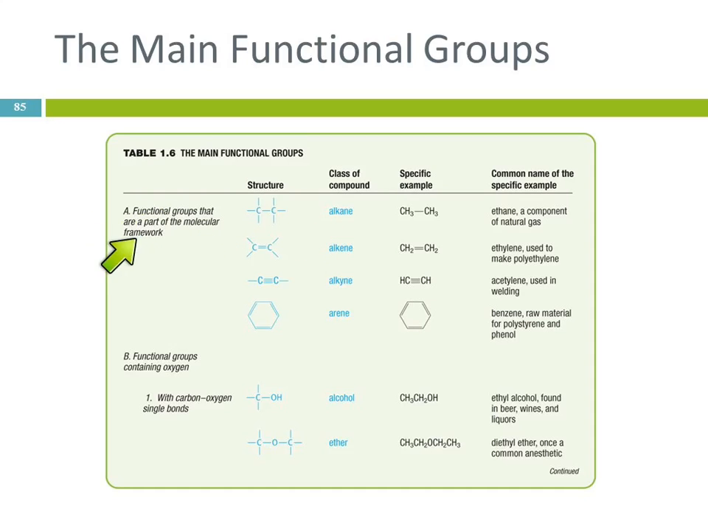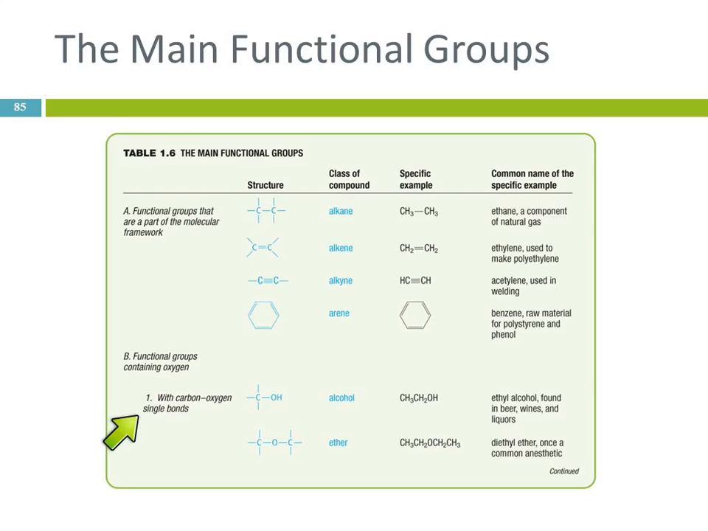These functional groups are actually part of the molecular framework. This is the carbon-carbon single bond, carbon-carbon double bond, triple bond, and this is called an aromatic compound or an arene, and it's got alternating double and single bonds in a ring. And we'll talk more about all of these.